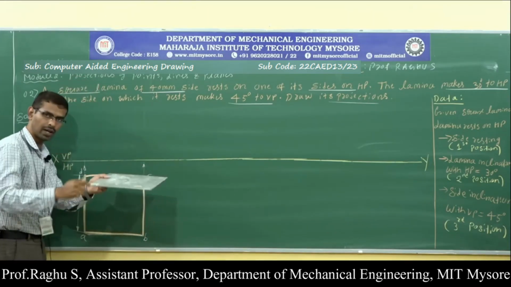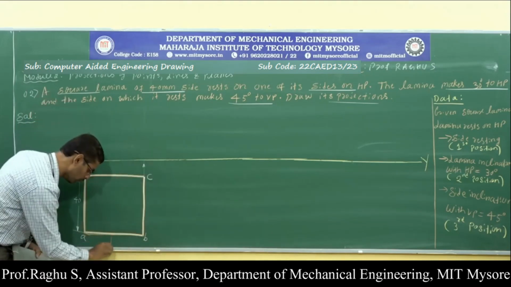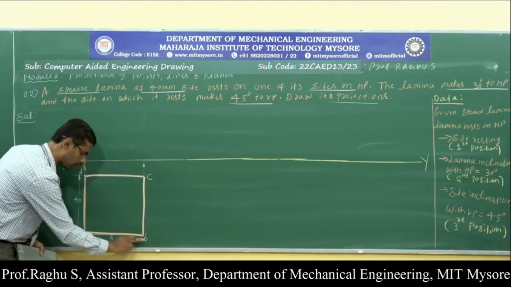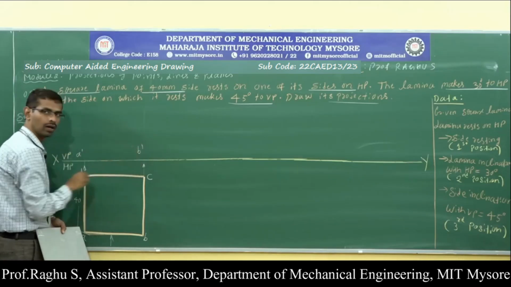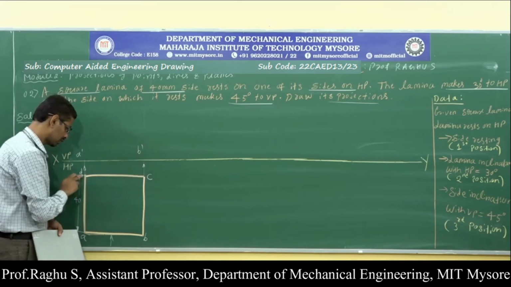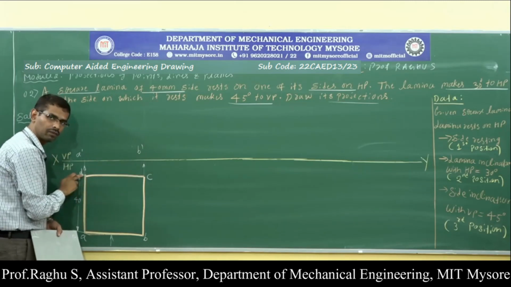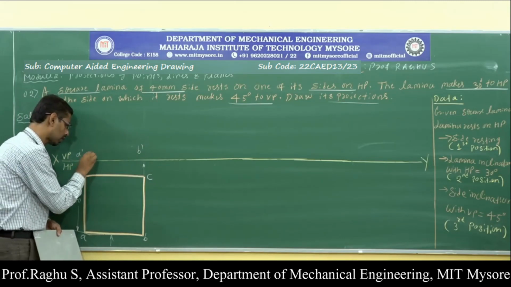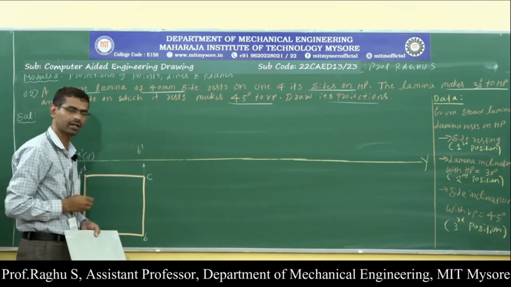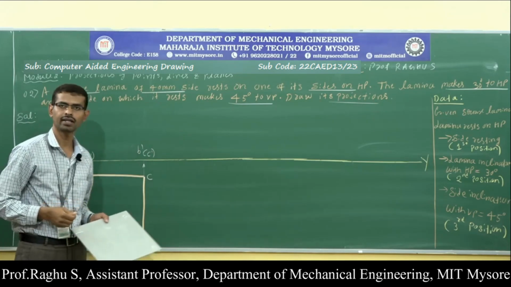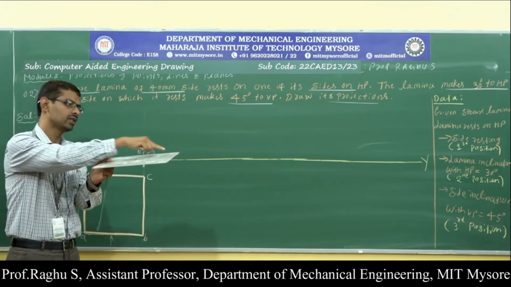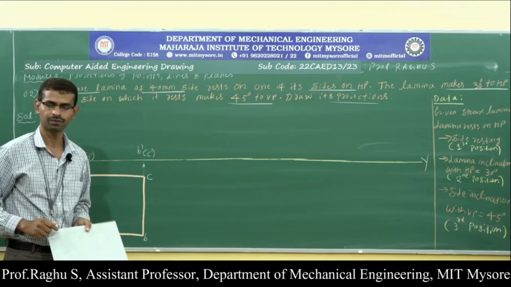Now point A visible in the front view. This is the direction of view. Point A visible, point B visible. Therefore A dash visible, B dash, sorry, B dash visible. Next D, D invisible. So invisible corners are written in the bracket. Here also invisible corners are indicated in the bracket. Here this is point D and point C are invisible.